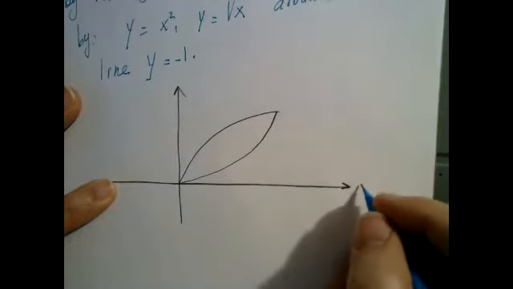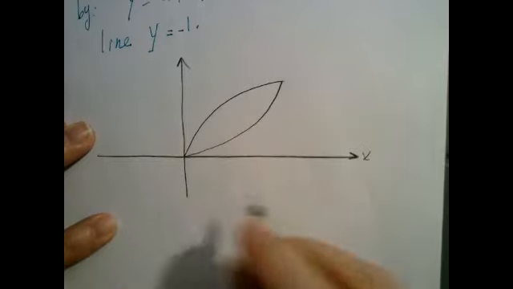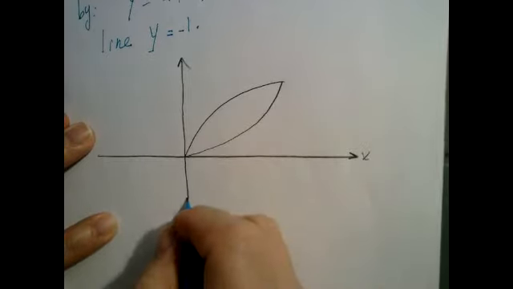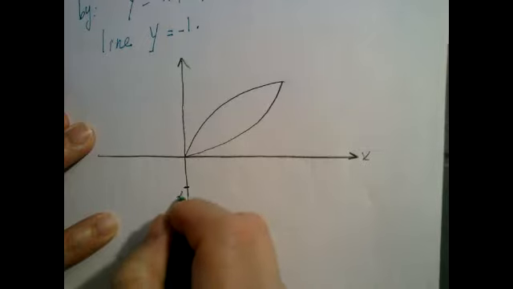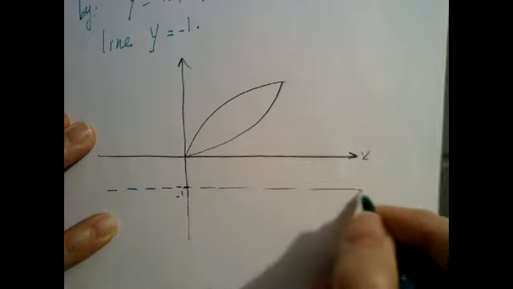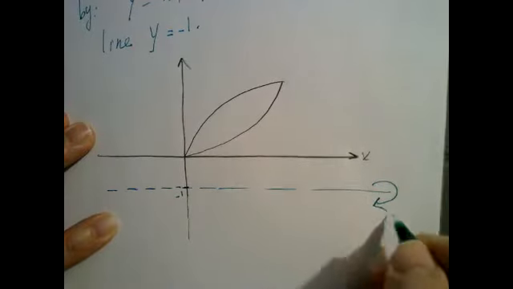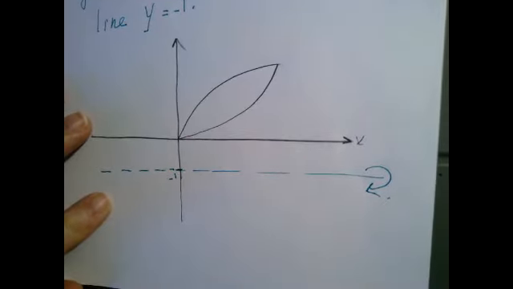And this is the x-axis, but that's not the axis of rotation. The axis of rotation is the line y equal -1. This is -1. This is the axis of rotation. Important. Okay, that's the axis of rotation. And we're going to rotate around this axis, not around the x-axis.